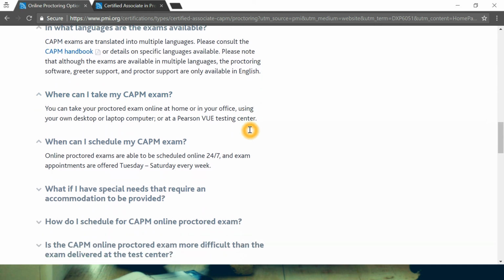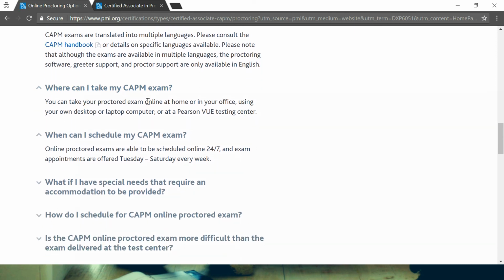Where can I take my CAPM exam? You can take your proctored exam online at home or in your office. So you can take the exam from your office as well using your own desktop or laptop computer, or of course, again, at the testing center, you can take the exam as well.